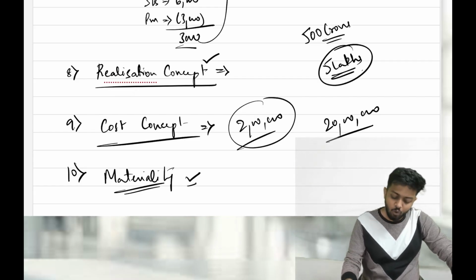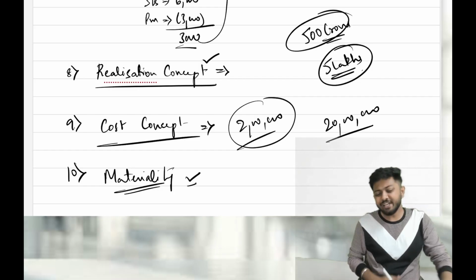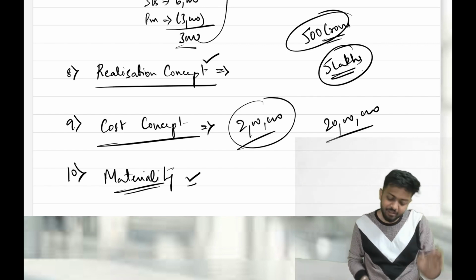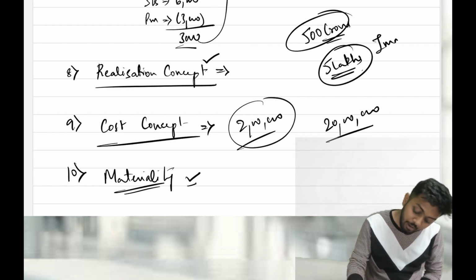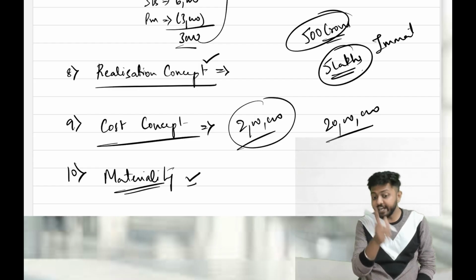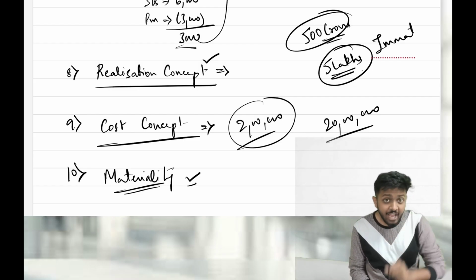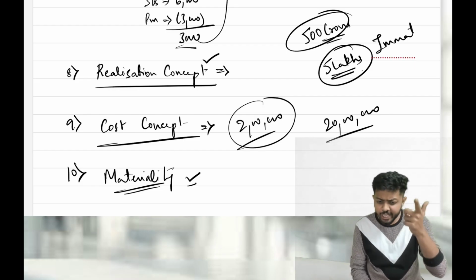Okay, now if you see 500 crores is the turnover, then 5 lakhs is actually immaterial only. Comparing to 500 crores, 5 lakhs is immaterial only, no doubt. But am I judging it from a quantitative point of view now? No. I am judging it from qualitative. It's not about the 5 lakhs here. It is about the intention that the director has.